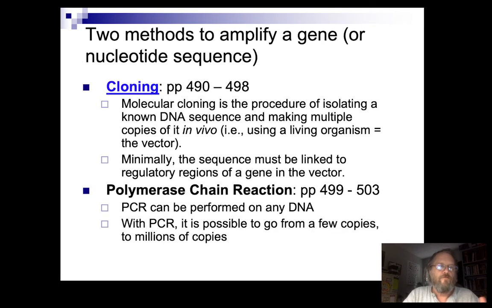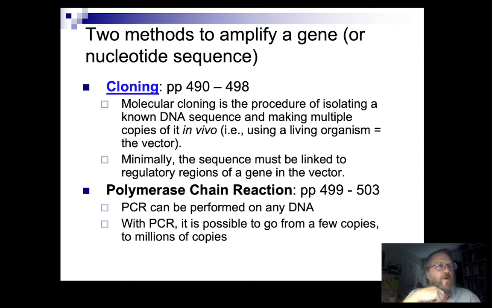Okay, so just jumping into the idea of how to amplify, make copies of DNA, there's two methods, and one of them is cloning. So cloning is a procedure of isolating a known DNA sequence and then making multiple copies of it in vivo using a live organism. So the live organism that you're using to make copies of your DNA is called the vector. Minimally, the sequence has to be linked to a regulatory sequence of a gene in the vector in order for you to take advantage of the copies, right?